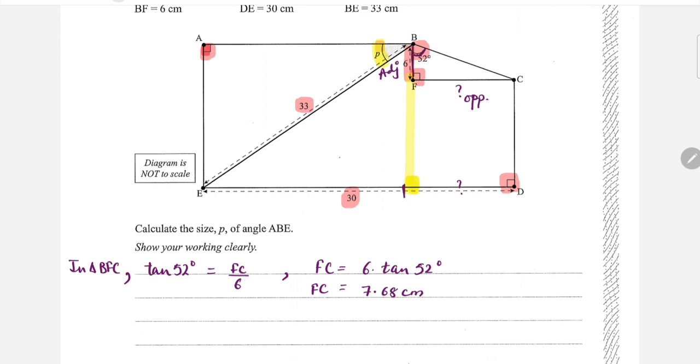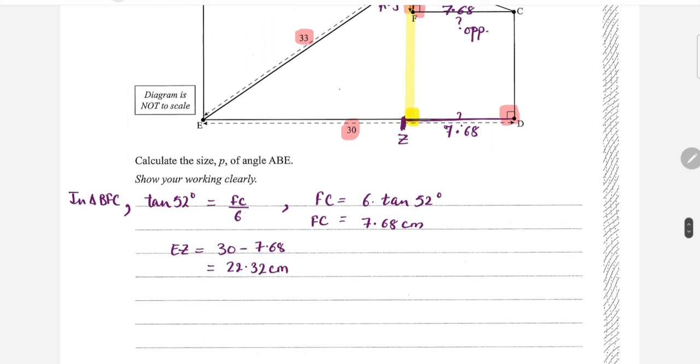Now that we have got FC, this distance here, which is 7.68, we can get the remaining. Let's name this something, whatever you want. We have used A, B, C, D, E, F, so I'll use just P, they have used Z, right? So now EZ is equal to 30 take away 7.68, which is equal to, put that into the calculator, 22.32 centimeters.